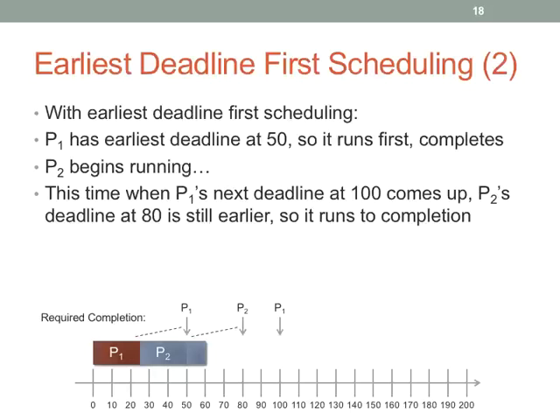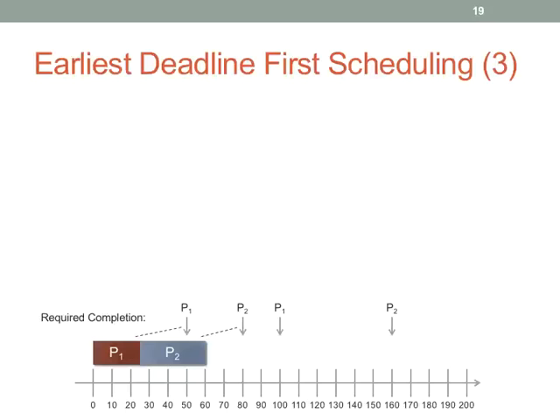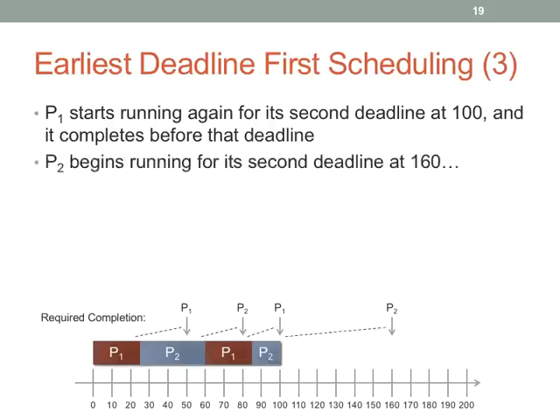P2 is now happy. It's like, I've hit my deadline, yay. But we're still inside P1's window, so P1 starts executing, because P2's deadline is now way off at 160. P1's deadline is 100. So P1 runs to completion. P2 again begins running because we're in P2's window. So we're trying to get work done before we hit clock number 160.